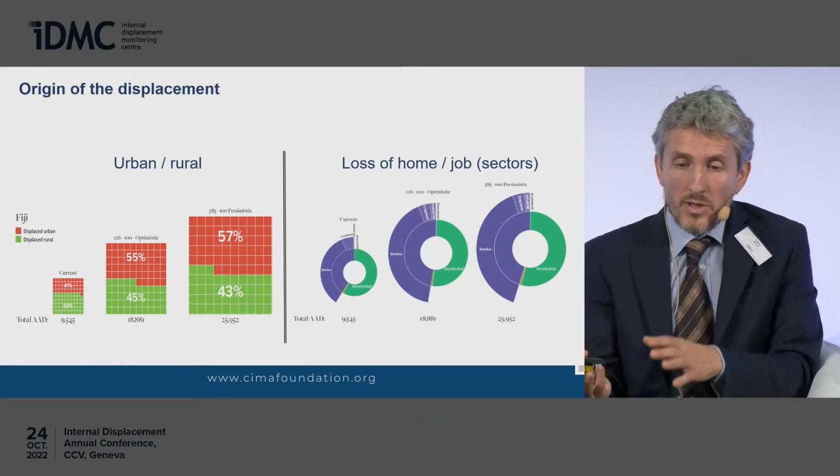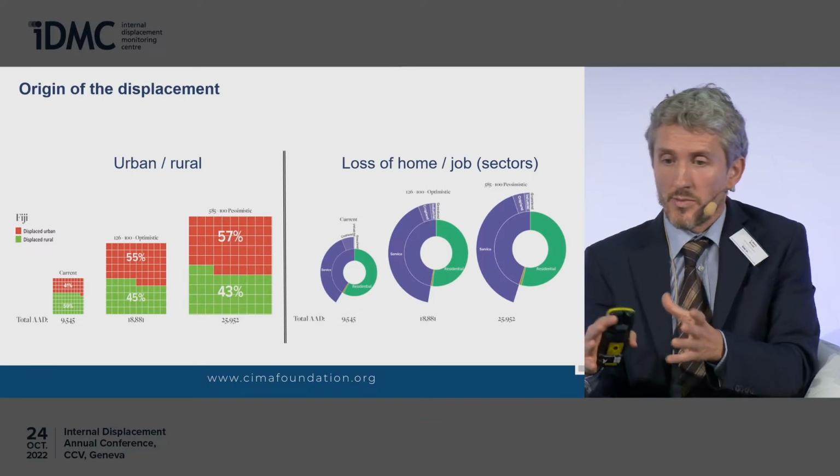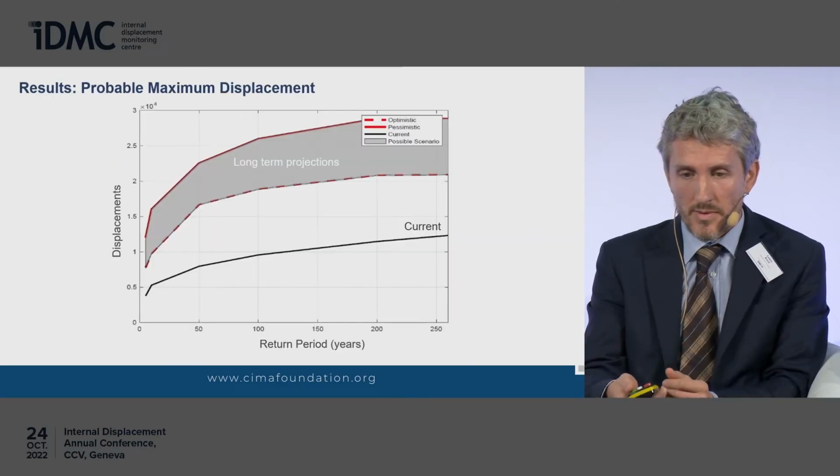And also, we differentiate between loss of home and the contribution of loss of jobs. We see that there is not much variation in the future in this case, but the good point here is that if we don't consider, let's say, the loss of jobs, we are going to neglect a big part of the displacement.